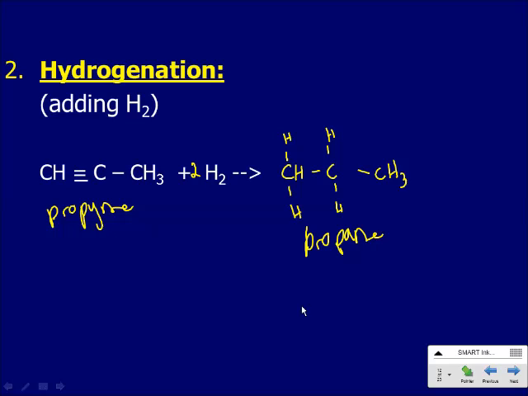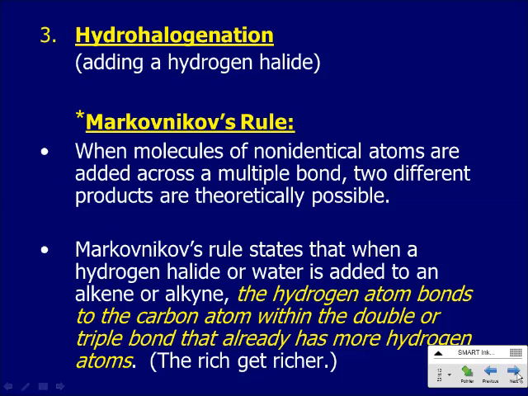Okay? We're simply adding across that pi bond, whether there's 1 or 2. It just determines whether we add 1 molecule or 2 molecules.